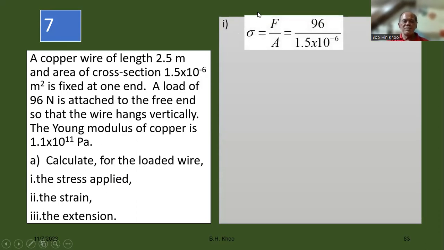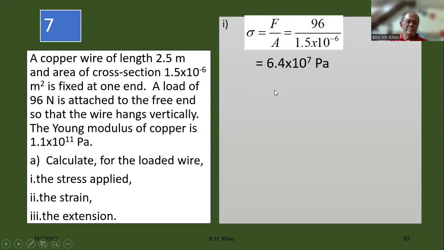Stress, go to the definition: force divided by cross-sectional area. That's the force, the load, 96. Cross-sectional area is given. Use your calculator: 6.4 times 10 to the power 7 Pascal.